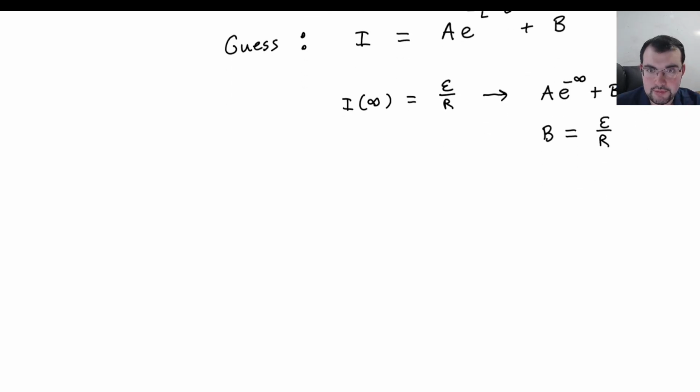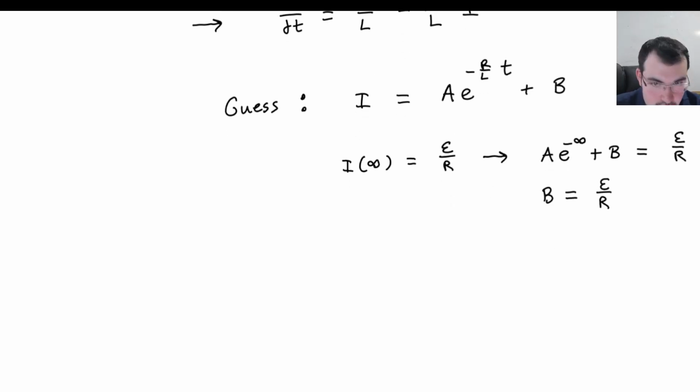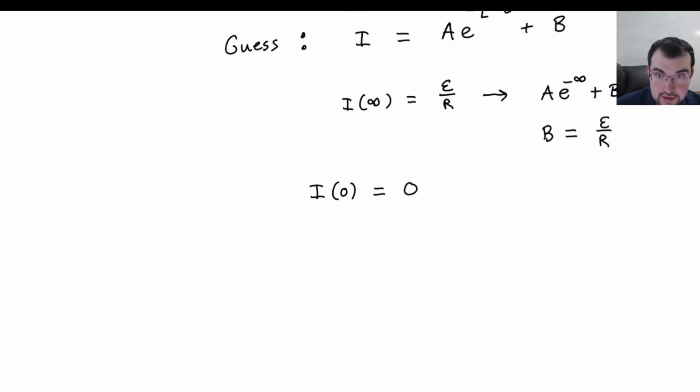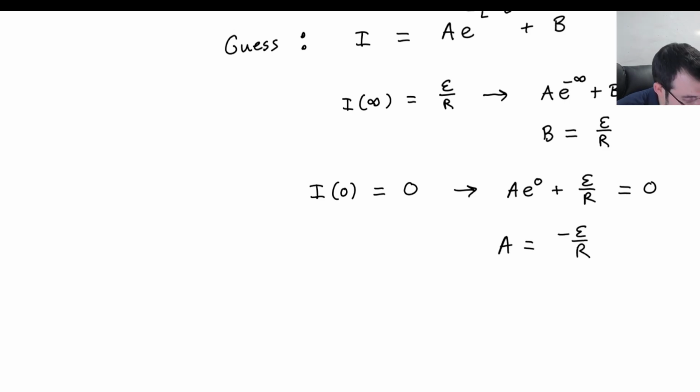All right. Now we know that I at 0 is equal to 0, because the inductor is very unhappy at t equals 0. So we plug in and say that A e to the 0 plus our newly found constant B, epsilon over R, has to be 0 at that time. So A must exactly cancel epsilon over R, so A is negative epsilon over R.